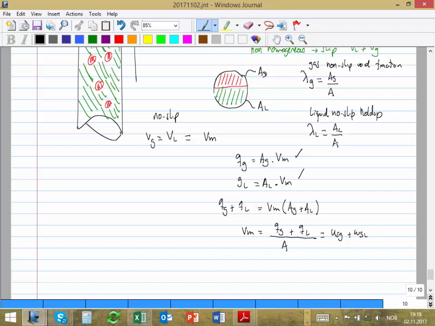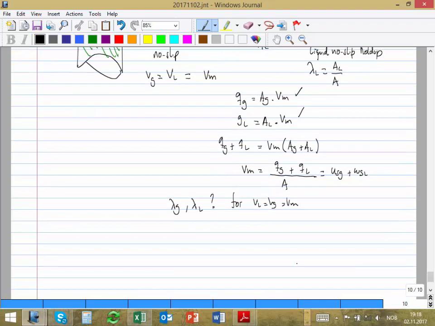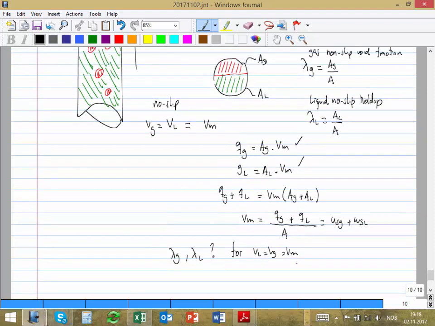So I want to know, for this case where the velocities are the same, how much will be lambda of the gas and how much will be lambda of the liquid, for V liquid equal to V gas equal to Vm. Any ideas? How can we calculate the area?